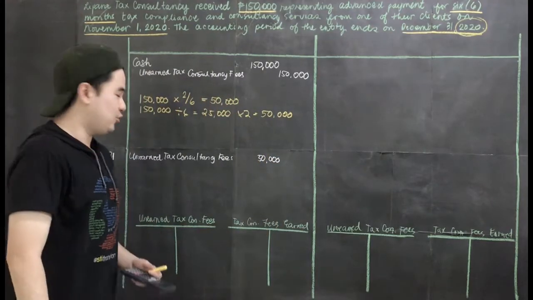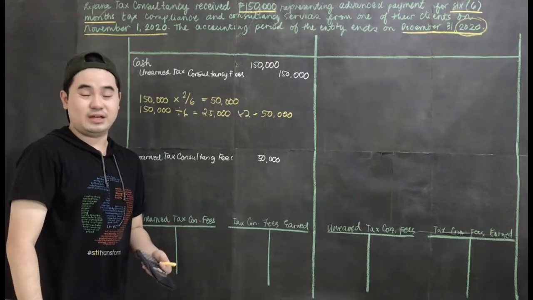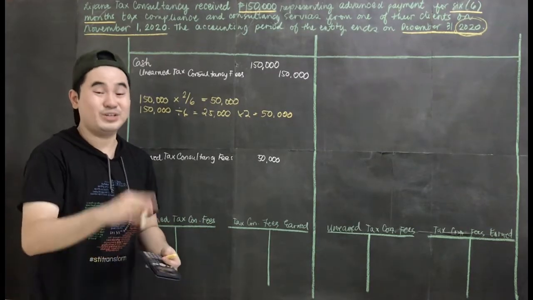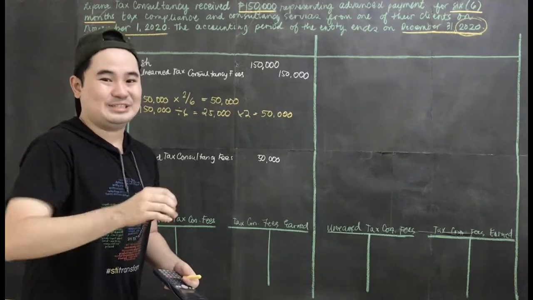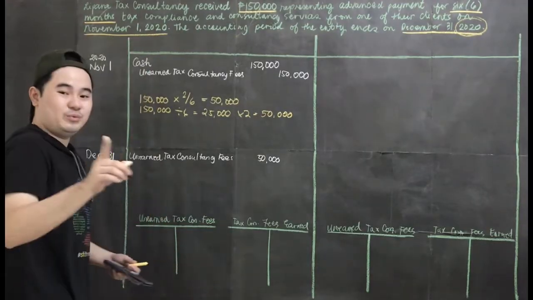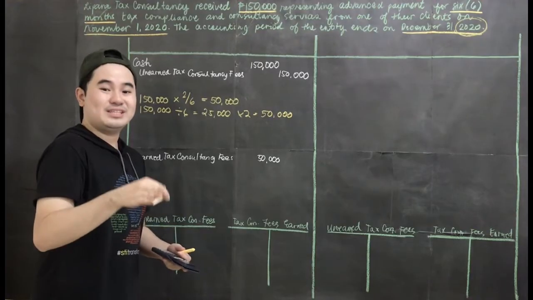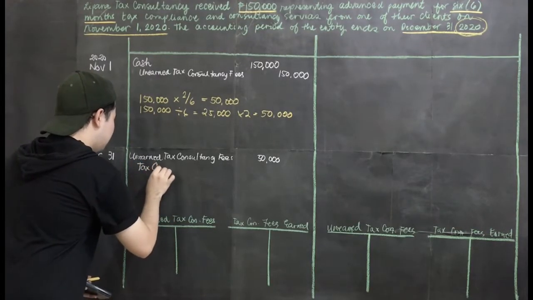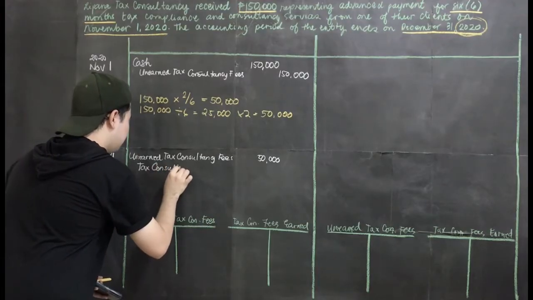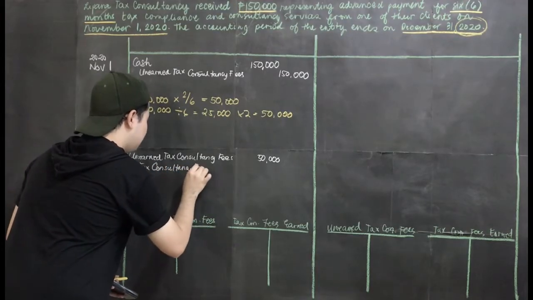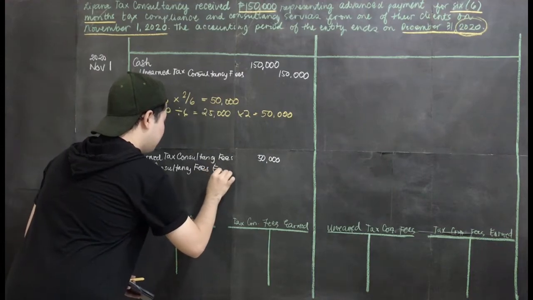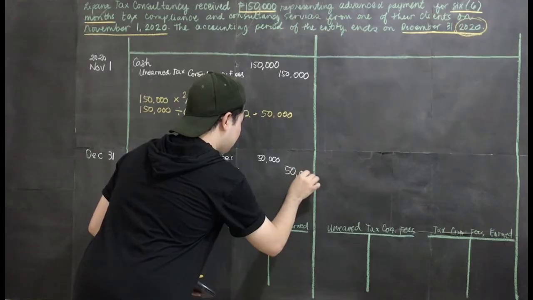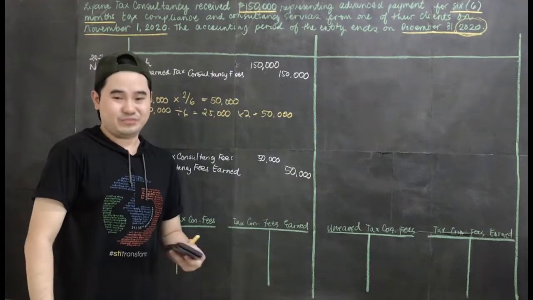Okay, so we debit unearned tax consultancy fees for 50,000, and then we credit the revenue portion of the unearned revenue, which was already earned by the company until December 31. So we will be using tax consultancy fees earned for the same amount of 50,000.